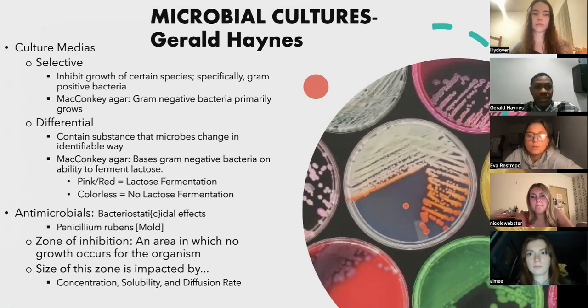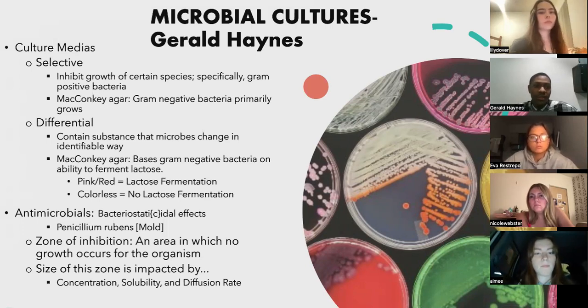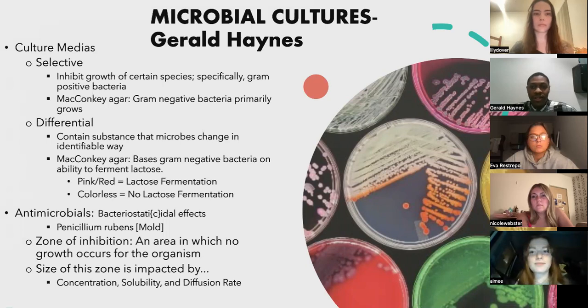Now, into culture medias, selective medias inhibit growth of certain species, specifically gram-positive bacteria. And in the case of MacConkey agars, gram-negative bacteria primarily grow in this situation, while in differential medias, there's a substance contained that microbes change in identifiable ways. So you have MacConkey agars in this case that base gram-negative bacteria on the ability to ferment lactose. Pink or red means that the microbe can ferment lactose, while colorless means there's no fermentation of lactose.